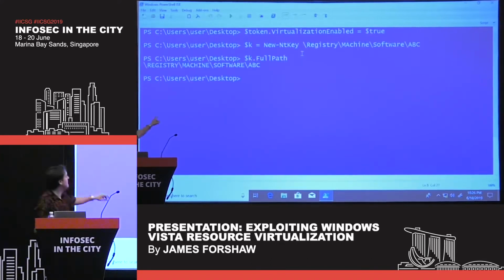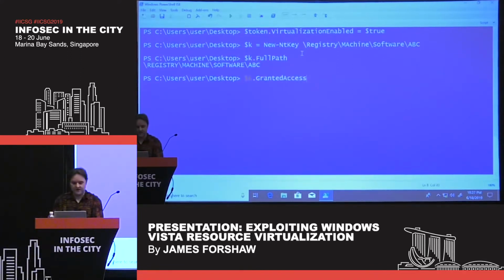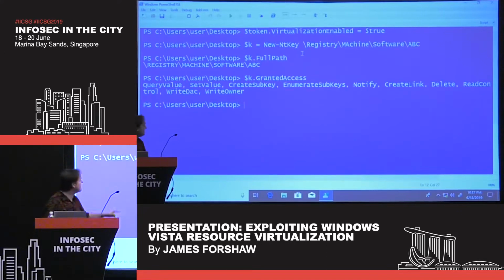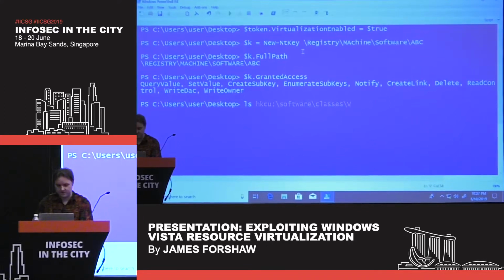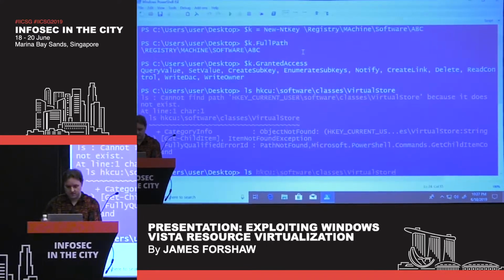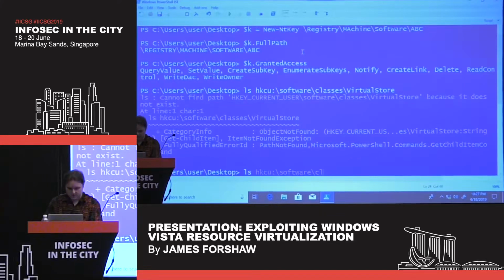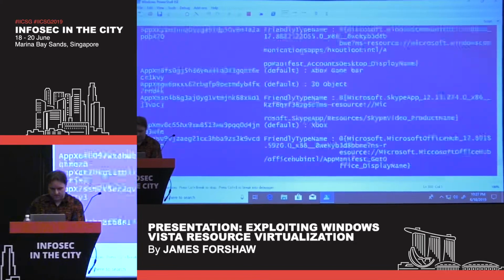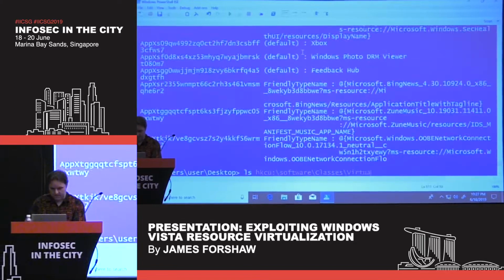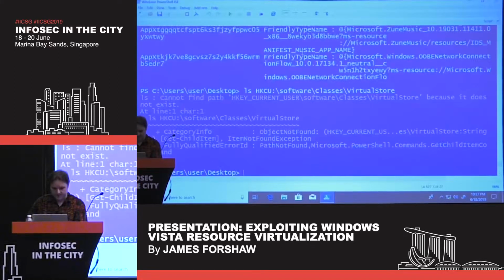Now, as far as it can tell, it is actually the software ABC key. And because this is actually being created, we should have also been granted full access to this key. But if we now look under HKEY_CURRENT_USER, software, classes, virtual store, oops, classes. Okay. Apparently it doesn't exist. I'm not even sure how that works.